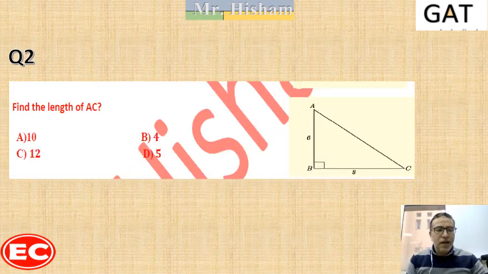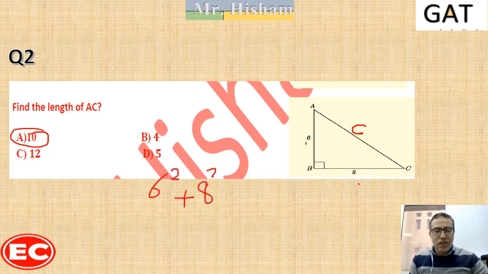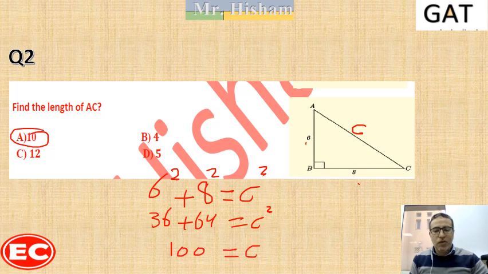The second question: find the length of AC. AC represents the hypotenuse. So we know that for 6, 8, the third side is equal to 10. 6, 8, 10 is one of the well-known right angle triangles. Or you can say that 6 square plus 8 square is equal to C square. So 36 plus 64 is equal to C square. So 100 is equal to C square. By taking the root for both sides, the value of C is equal to 10.